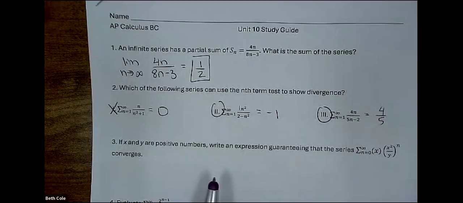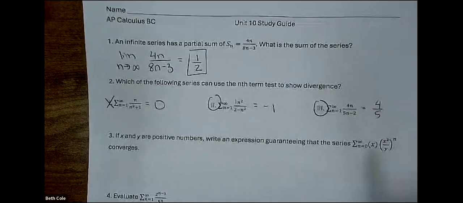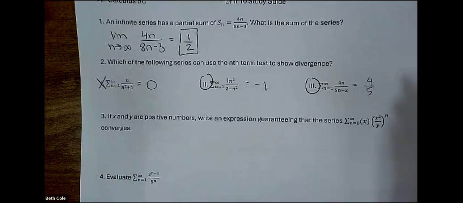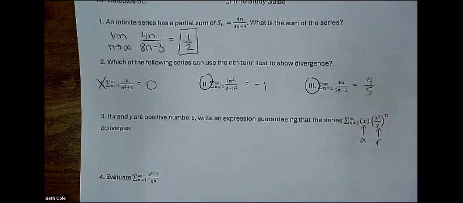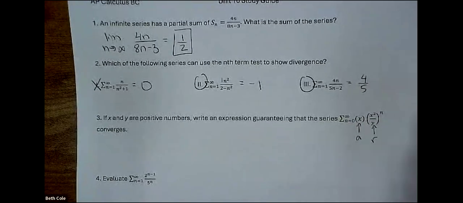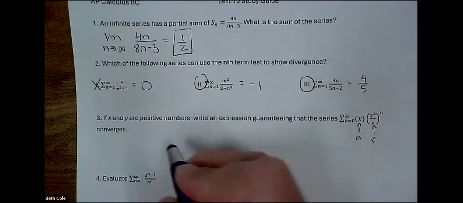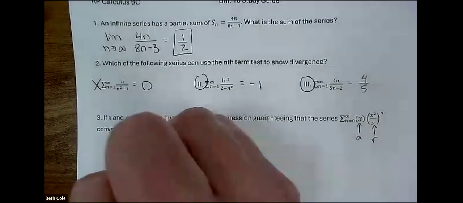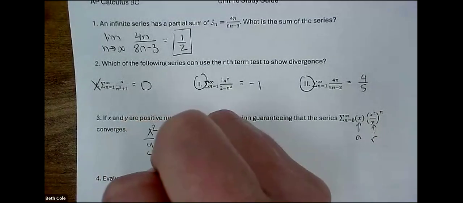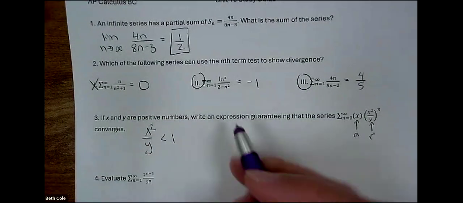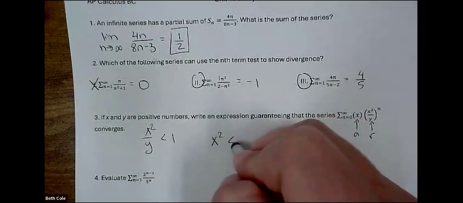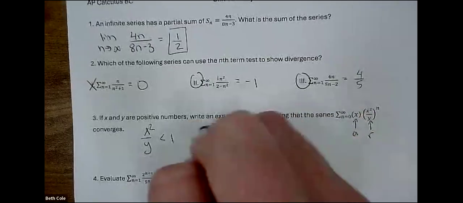All right, if x and y are positive numbers, we want an expression guaranteeing that this converges. This is geometric. A is this part and R is this part. So for geometric, this R part of it, which in this case, we don't have any numbers, it's just x and y, x squared over y has to be smaller than 1. And then what you would do is just multiply the y over. So x squared has to be smaller than y.